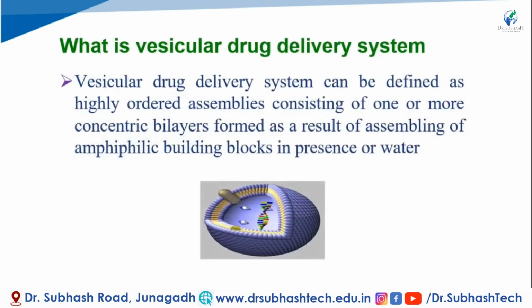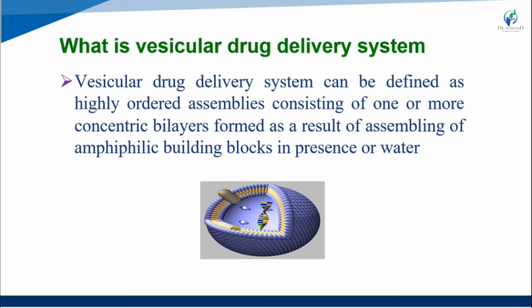Okay, so first, what is vesicular drug delivery system? Vesicular drug delivery system can be defined as the highly ordered assembly consisting of one or more concentric bilayers formed as a result of assembly of amphiphilic building blocks in presence of water. Any two-layer system generated from the amphiphilic building blocks is called the vesicular drug delivery system. Okay, more than two layers, so that's called the bilayer.